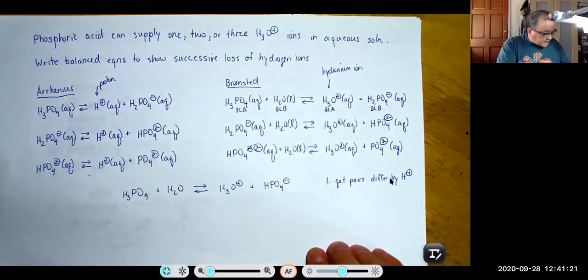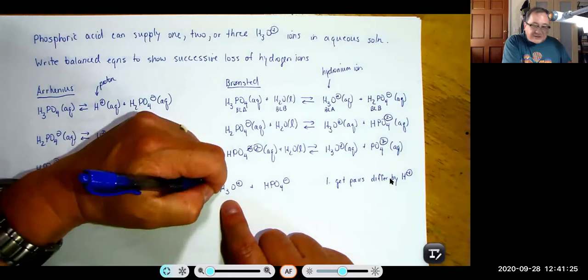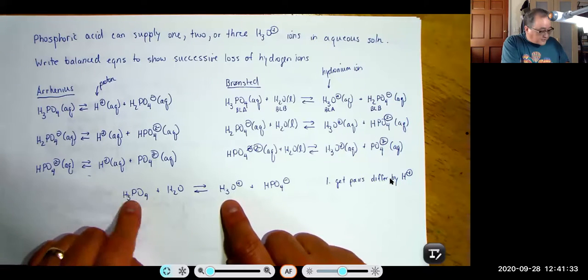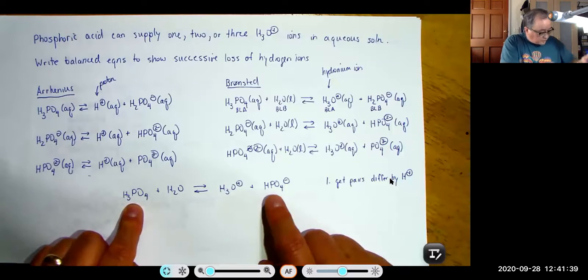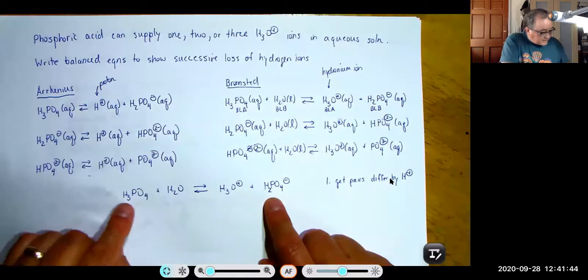So look at this guy here and this guy here. Do these differ by only one hydrogen? And my answer is no, they don't differ by hydrogens. And this one's got a phosphorus and this one doesn't. They're not a pair. Oops, this should be a 2 here, like above. Let's look at these two.